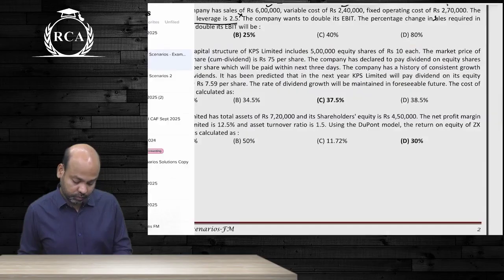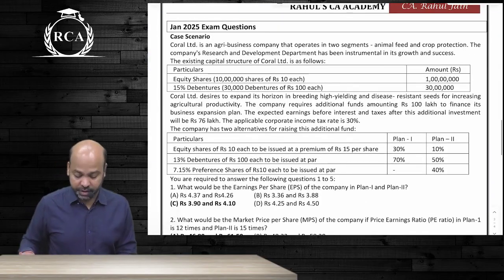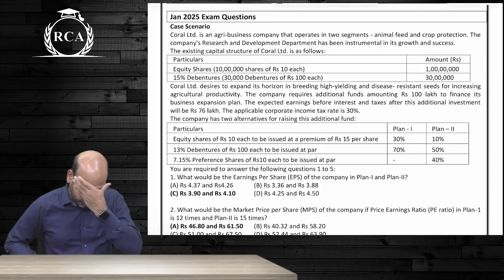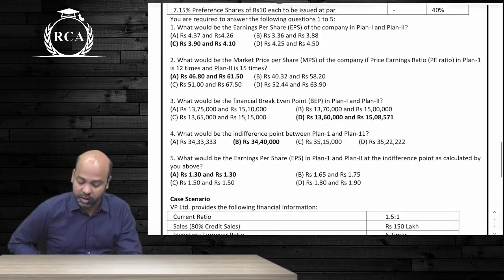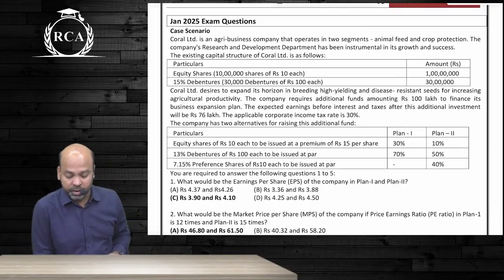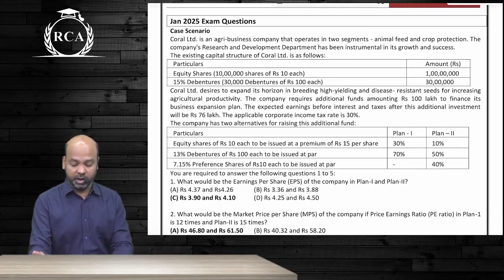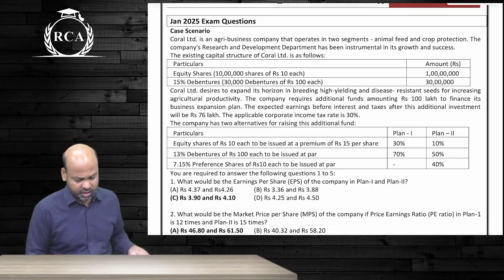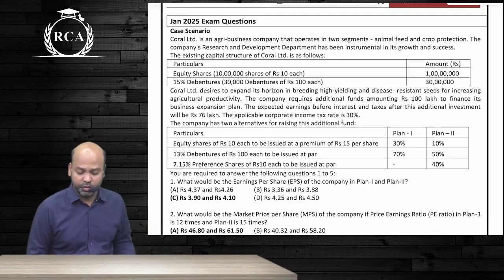Jan 25 guys. The first question, guys, is all based on your capital structure beta. You have to compute EBIT, EPS in different points, nothing else, guys. Fairly simple question. It says it's an agri-business company that operates in two segments: animal feed and crop protection. The company's research and development department has been instrumental in its growth and success. The existing capital structure of Coral Limited is as follows. We have equity shares, guys, 10 lakh shares of 10 each, 1 crore, and then there's 15% debentures, guys, of 30 lakh rupees.